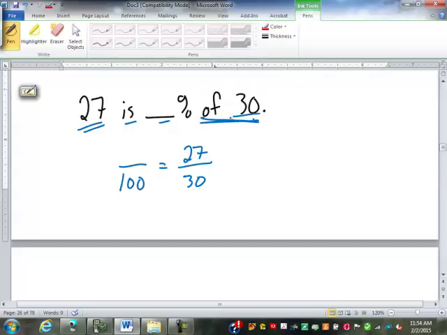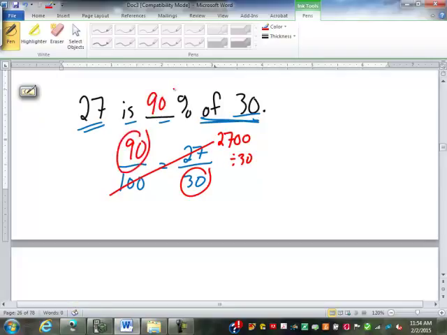Now just because the numbers are in a different place, it doesn't change anything. It's still cross multiply and divide. We're just cross multiplying in a different direction. 100 times 27 is 2700. Divided by 30 is 90. So 27 is 90% of 30.